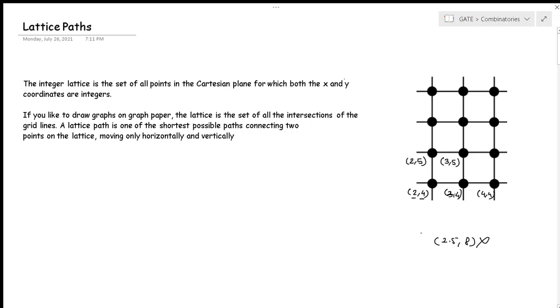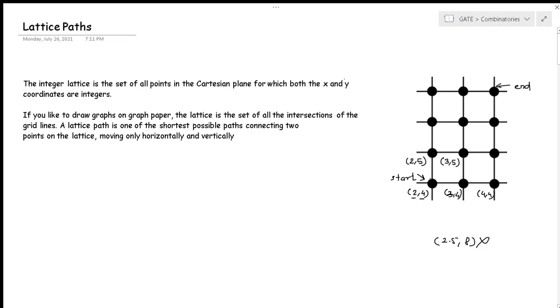Moving ahead, let's say this is my starting point, and I want to reach over here, which is my end point. So what is a lattice path? A lattice path is one of the shortest possible paths connecting the 2 points on the lattice.